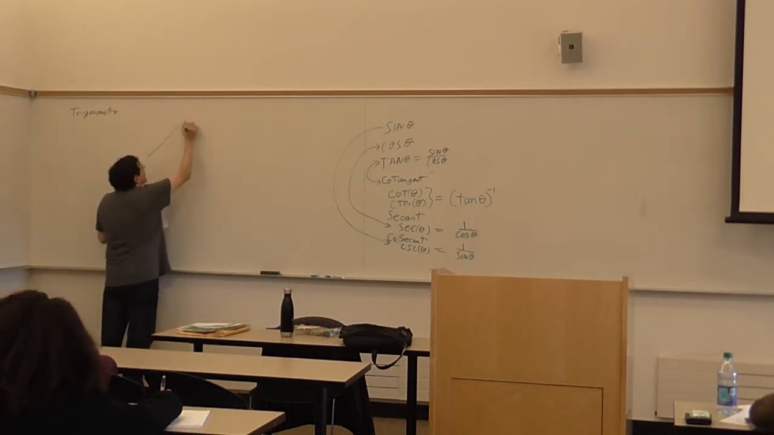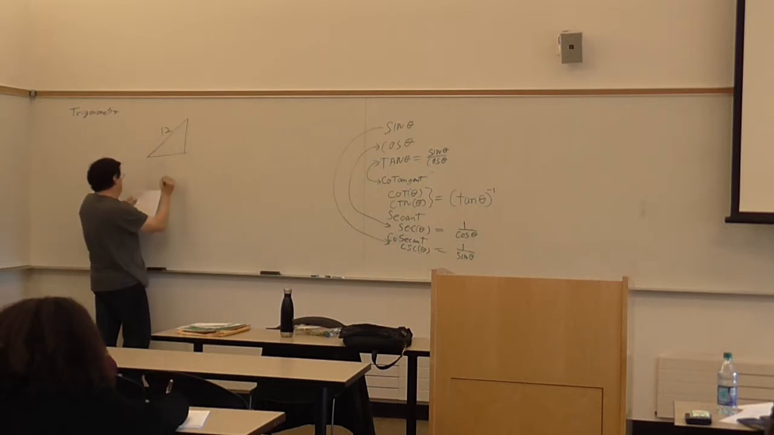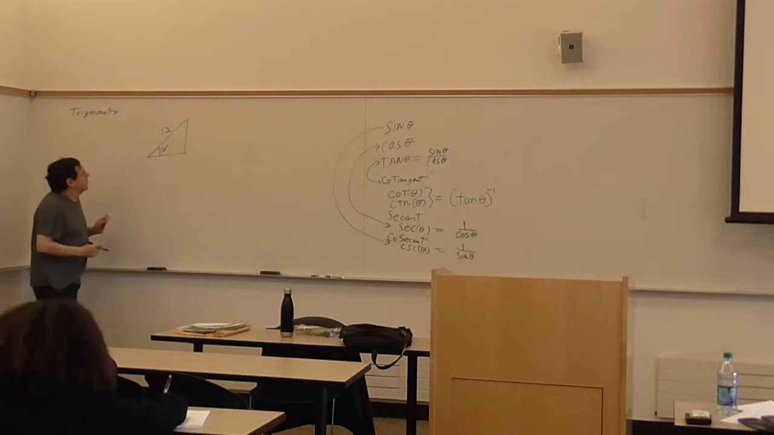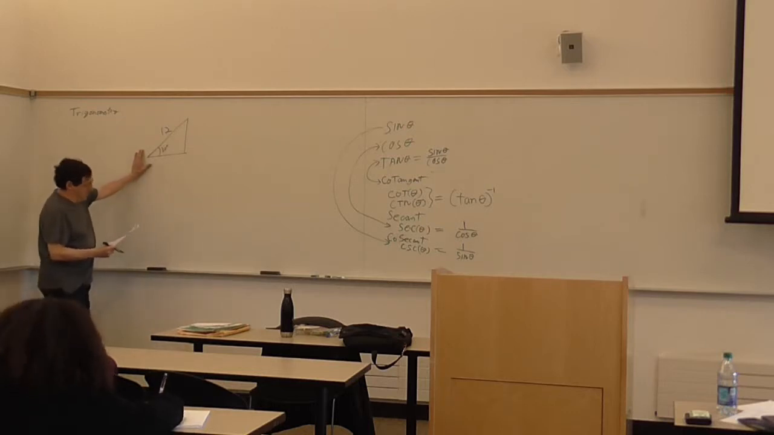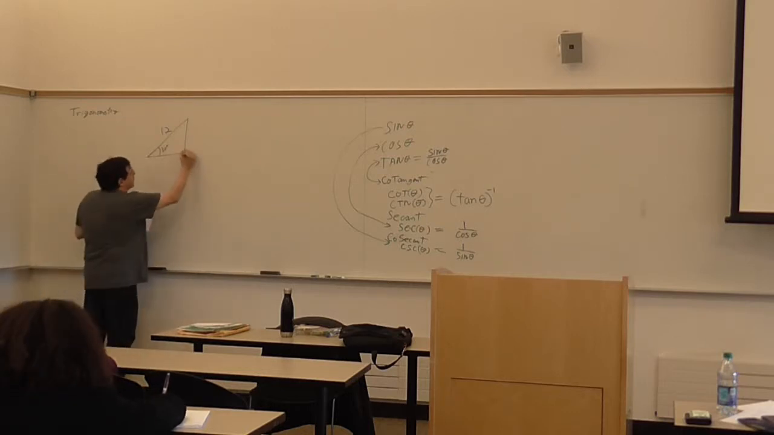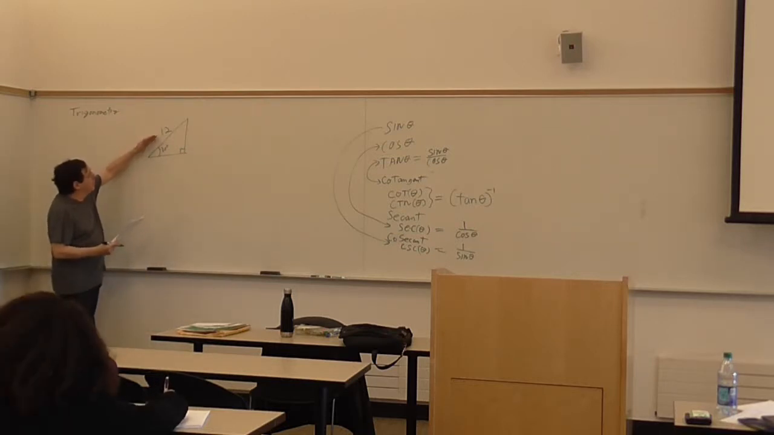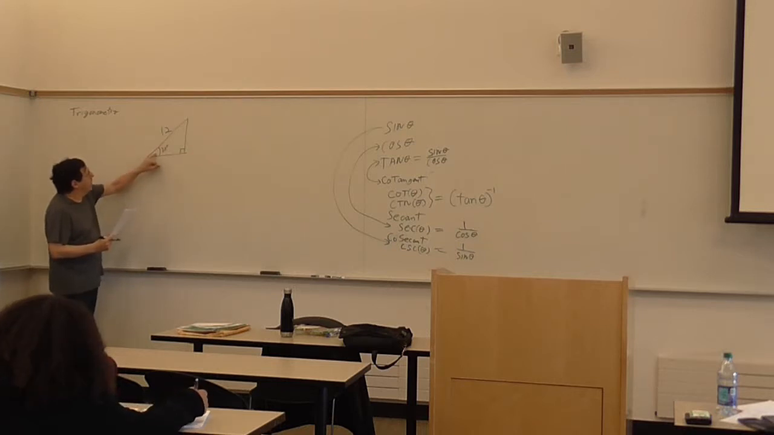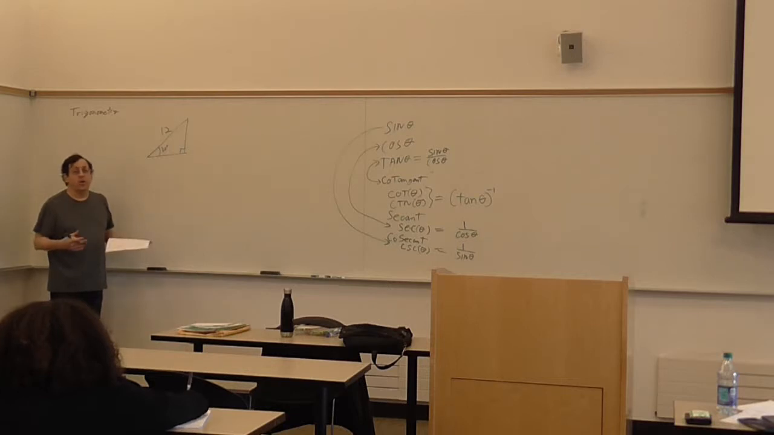Let's start with a very simple problem. I probably could do this just geometrically, but I'm not. I'm going to use my trig functions. So I have a triangle. It's a right triangle. I know that the hypotenuse of that triangle is 12, and I know this angle is 30 degrees, and I want to solve the triangle. That is to say, I want to find all the other parts.